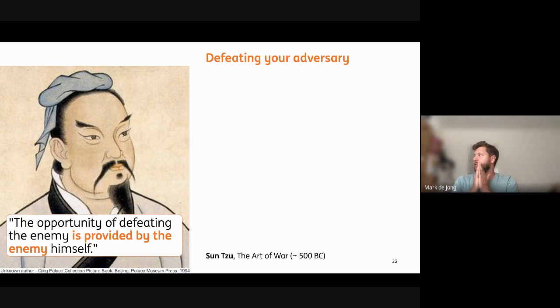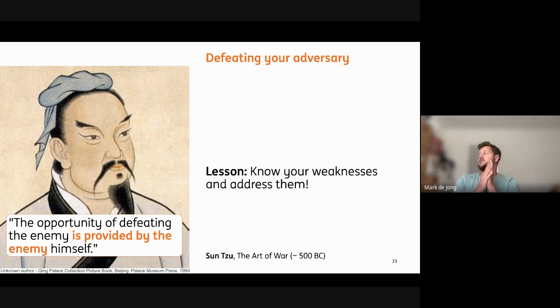But let's take this quote. The opportunity of defeating the enemy is provided by the enemy itself. It's a nugget of wisdom we can apply to IT infrastructure as well. Imagine if we actually addressed the fundamental IT weaknesses. For example, from an APT perspective, its victims provide the opportunities. But if you take care of your weaknesses, then the attackers cannot exploit those points anymore. Even with limited budget, you can tackle the most important blind spots. So the lesson here is know your weaknesses and address them.